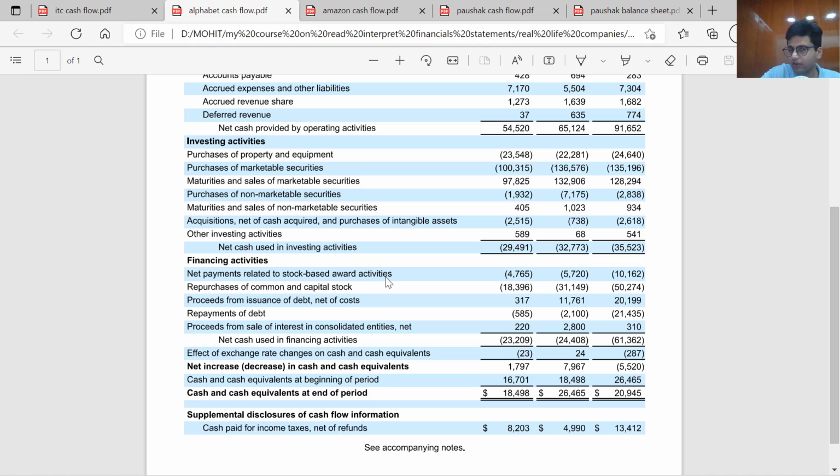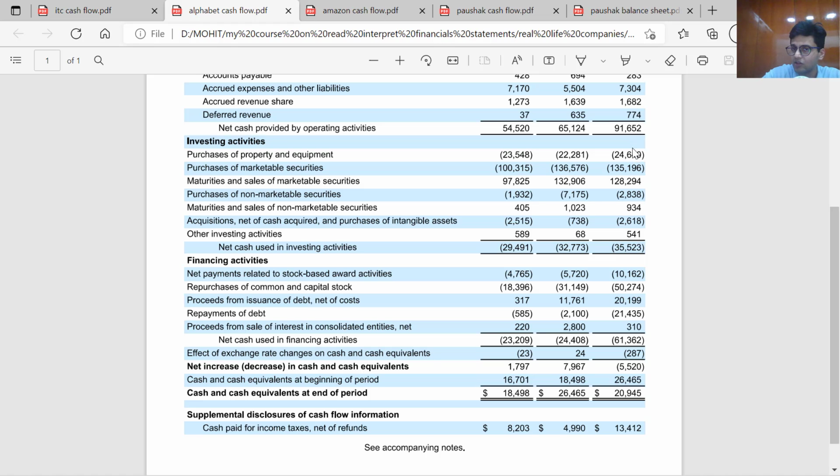What does this mean? This was not written in our format. So this basically means that Google has issued ESOPs or stock-based awards. ESOP means employee stock option plans to its employees or its key persons, and they have given this stock effectively free of cost. So that is why this figure is being shown in financing activities, because Google has given something free of cost for something which has huge market value. They have repurchases of common and capital stock. This basically is a fancy word for buyback. So they have basically bought back from equity shareholders, and this has resulted in $50 billion of cash outflow.